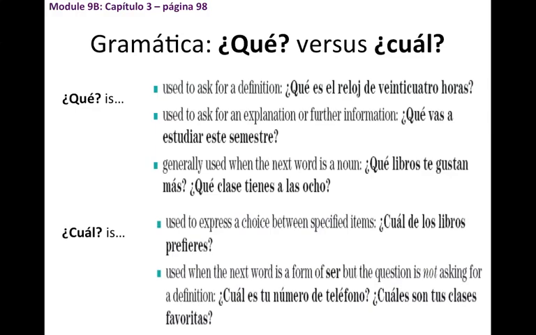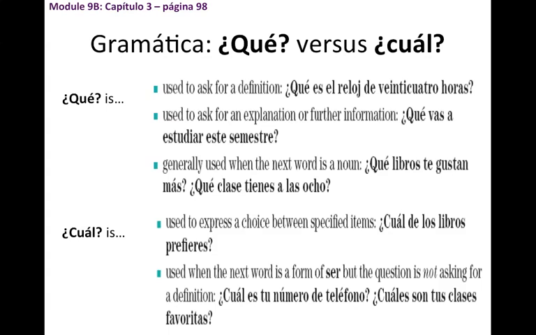When do we use cuál? Cuál is used to express a choice between specific items. ¿Cuál de los libros prefieres? Which of the books do you prefer? It's also used when the next word is a form of ser, a form of the verb to be, but the question is not asking for a definition. So look up above again. ¿Qué es el reloj? So what is the 24-hour clock? That's a definition.